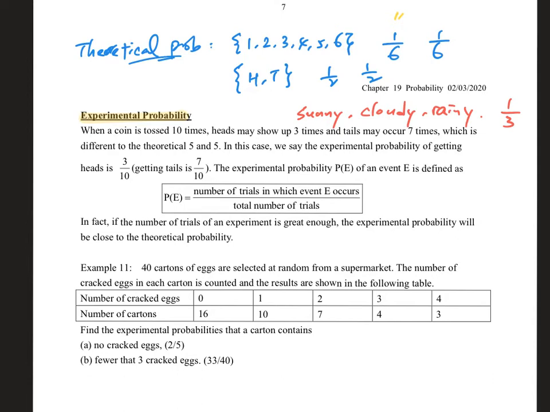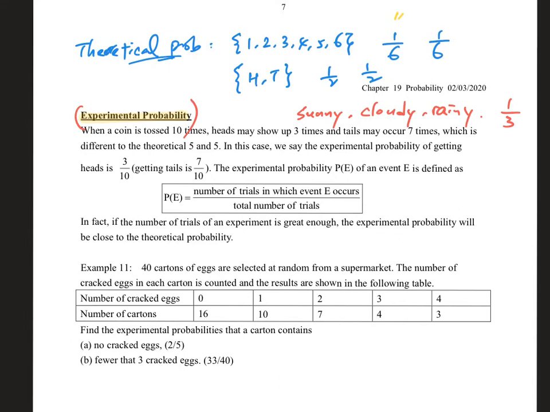For example, in Hong Kong in winter, normally we will have sunny days, maybe cloudy days. We rarely have rainy days, so a sunny day has a greater chance to happen, right? Maybe in summer, a rainy day has more chance than in winter. In different countries and places, sunny, cloudy, and rainy have different probabilities. So in this kind of question, we call it experimental probability, because we don't have the same probability for each situation.